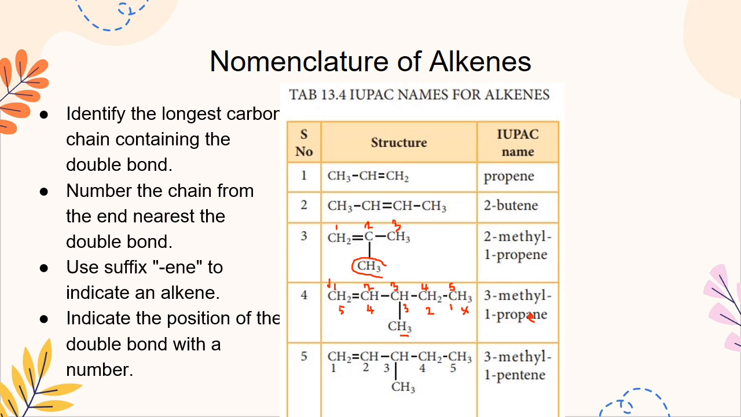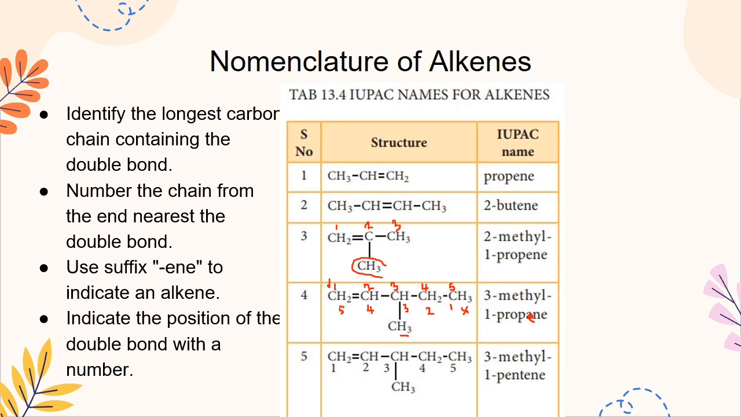So 2-methyl, then 1-propene. Why do we call it 1? Because the double bond is at position 1. So then the parent name is based on the straight chain, the longest chain, which is propane. So we can now say 2-methyl-1-propene.